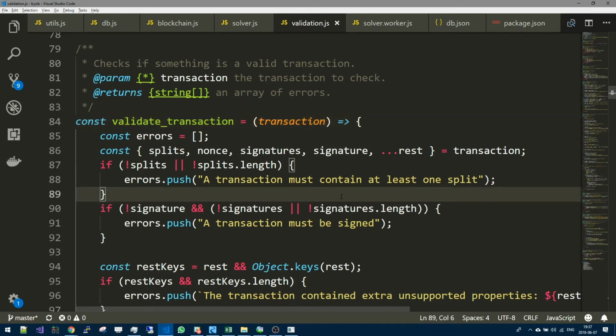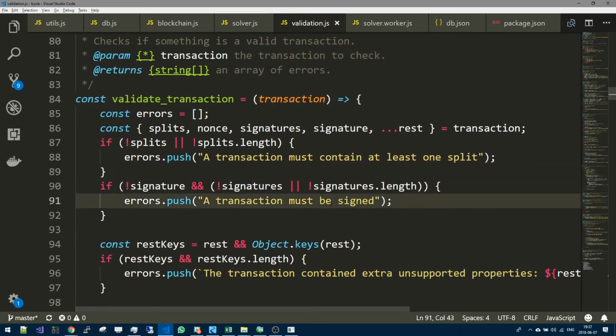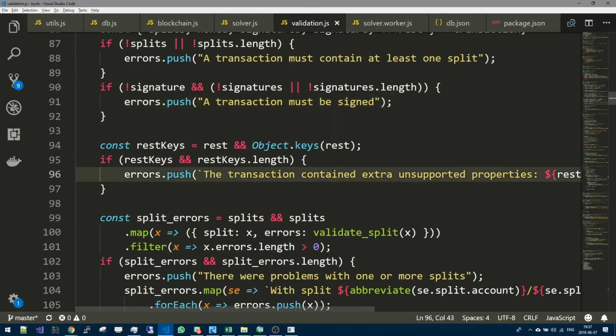You see here, there I made a mistake. A transaction must contain at least one split. No, it must contain two. A transaction must be signed. A transaction contained extra properties.